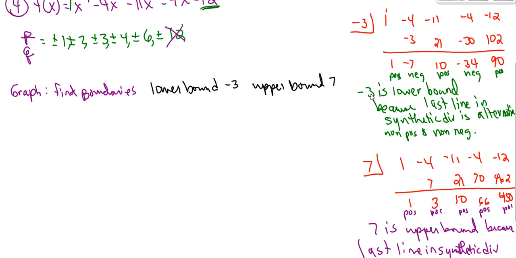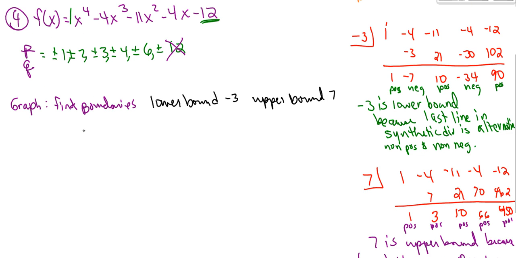And so this time I'm going to use the short version of synthetic division. So 1, -4, -11, -4, -12. And I'll try, it doesn't matter which one I try first. I don't know, for some reason I'm going to try 6. So I bring down my 1, 6 minus 4 is 2, 12 minus 11 is 1, 6 minus 4 is 2, and 12 minus 12 is 0.